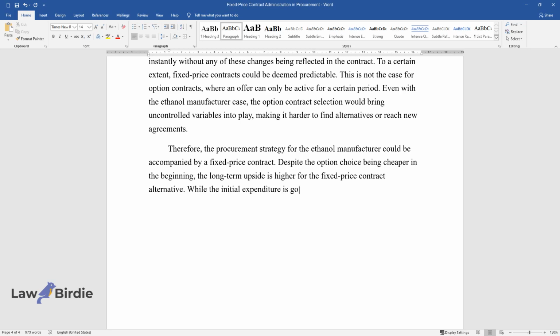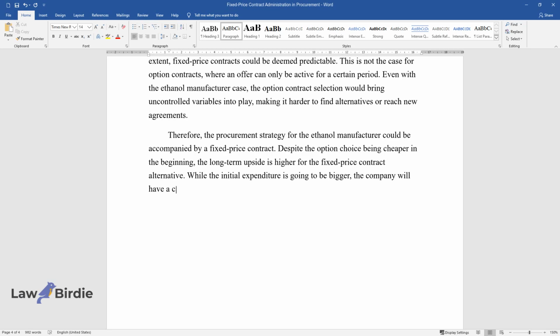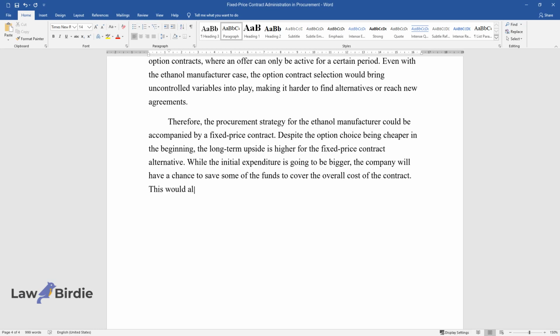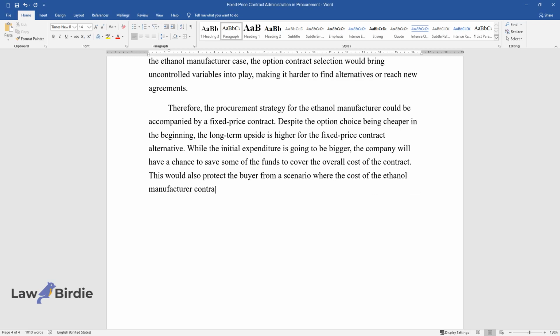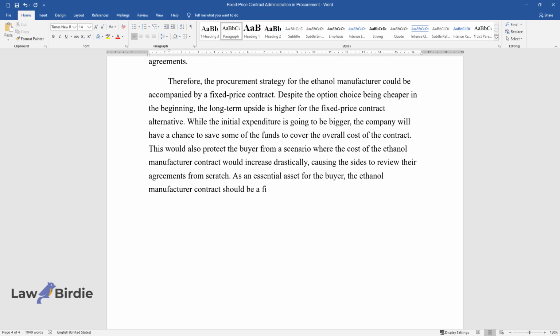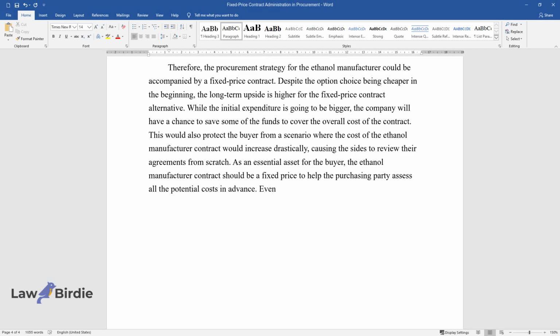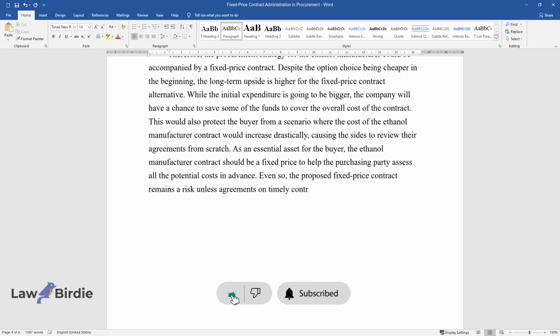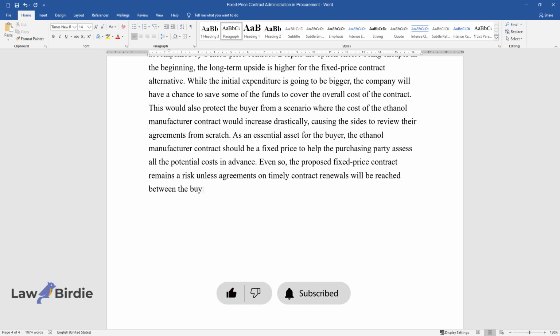While the initial expenditure is going to be bigger, the company will have a chance to save some of the funds to cover the overall cost of the contract. This would also protect the buyer from a scenario where the cost of the ethanol manufacturer contract would increase drastically, causing the sides to review their agreements from scratch. As an essential asset for the buyer, the ethanol manufacturer contract should be a fixed price to help the purchasing party assess all the potential costs in advance. Even so, the proposed fixed-price contract remains a risk unless agreements on timely contract renewals will be reached between the buyer and the vendor.